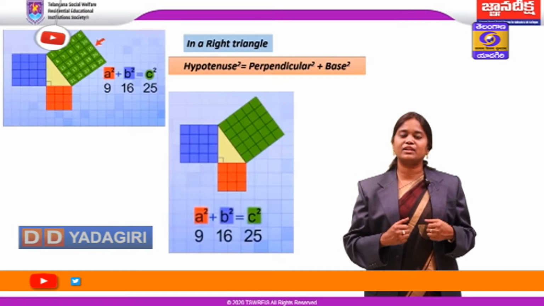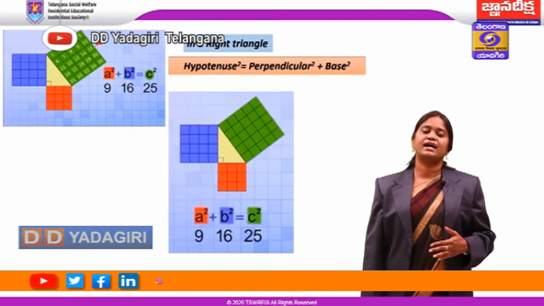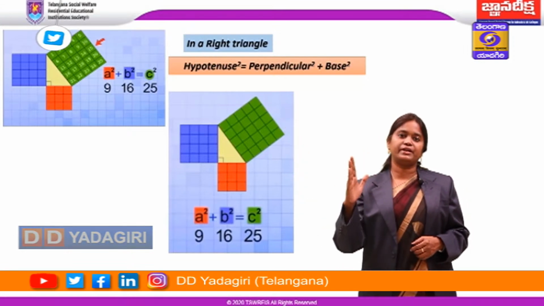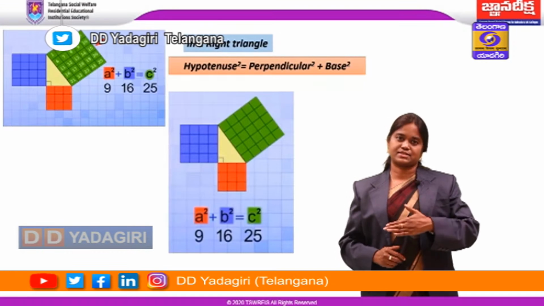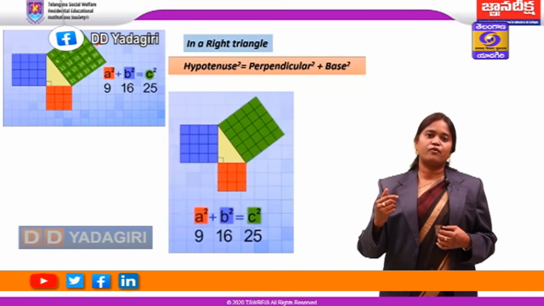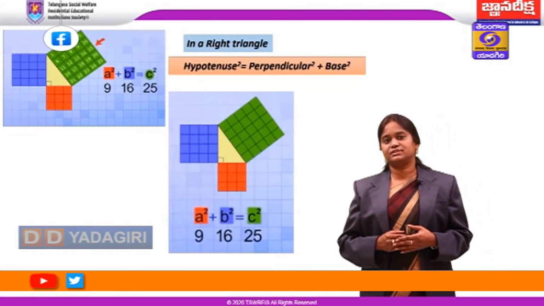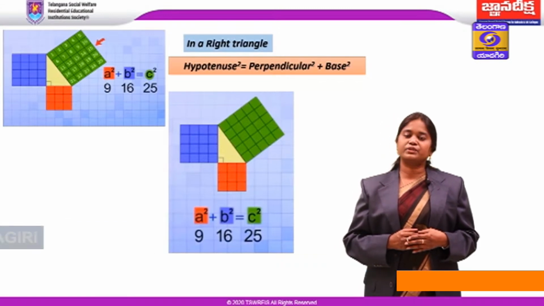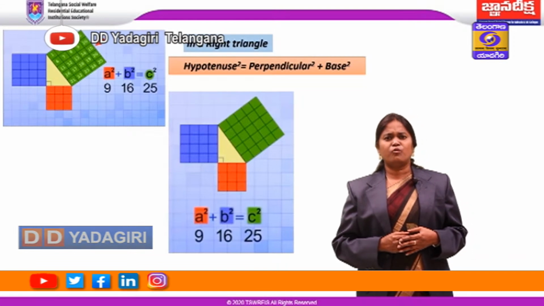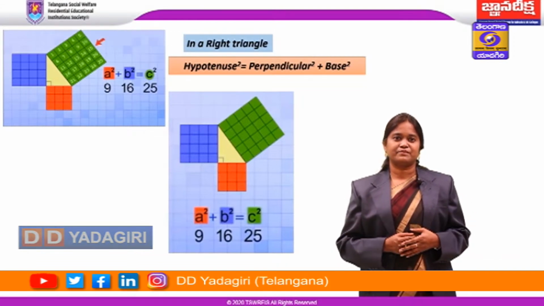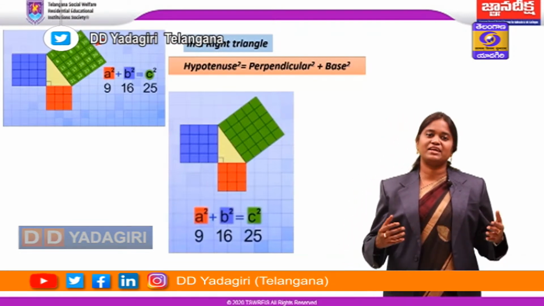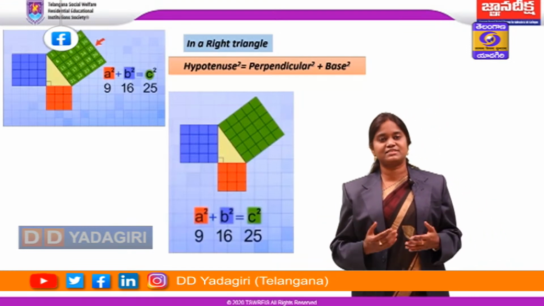Hence, we conclude that for any right angle triangle, hypotenuse square is equal to perpendicular square plus base square. Here, in this example, 3, 4, 5 is called Pythagorean triple or Pythagorean triplet. I am sure you must be thinking, why should I learn this? I will explain. Pythagoras theorem has a wide range of applications in many fields.